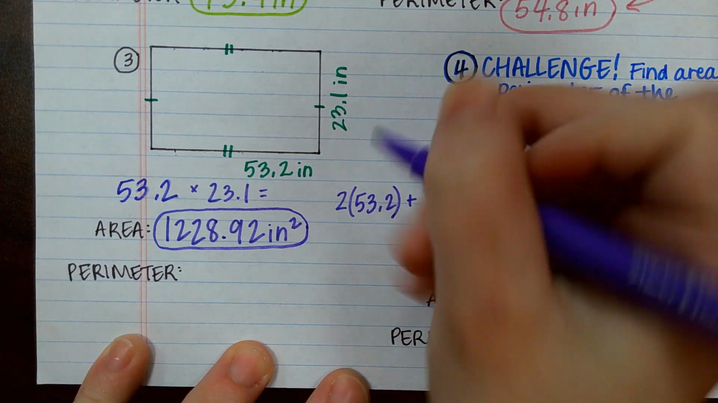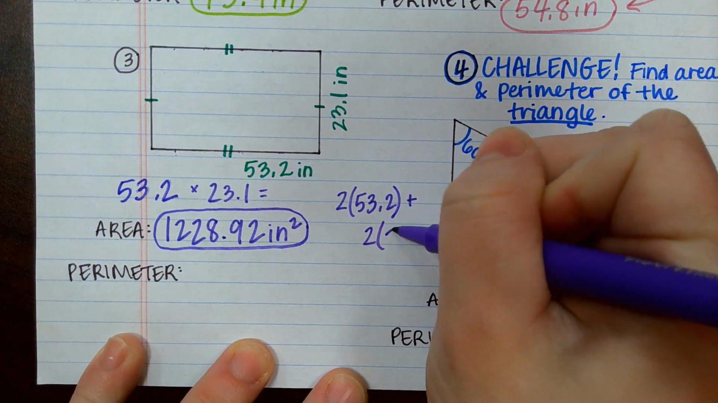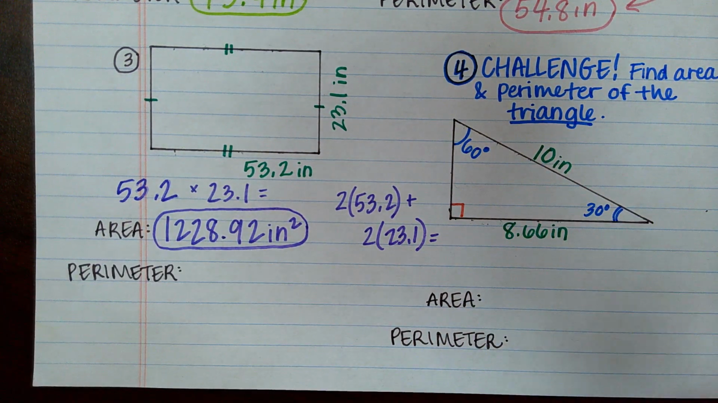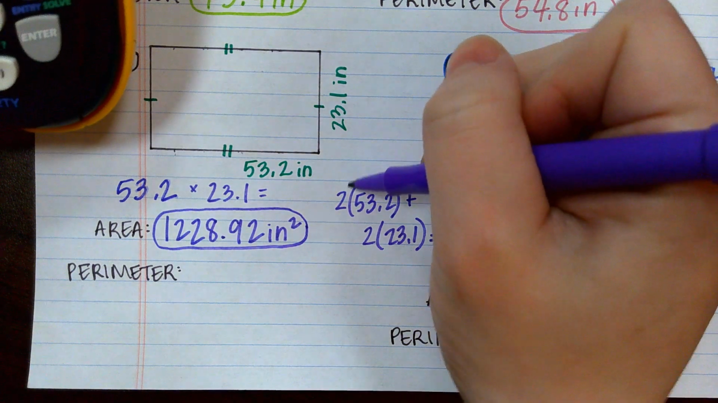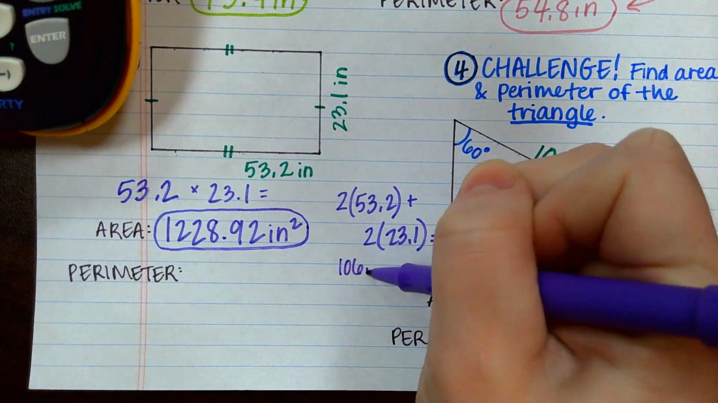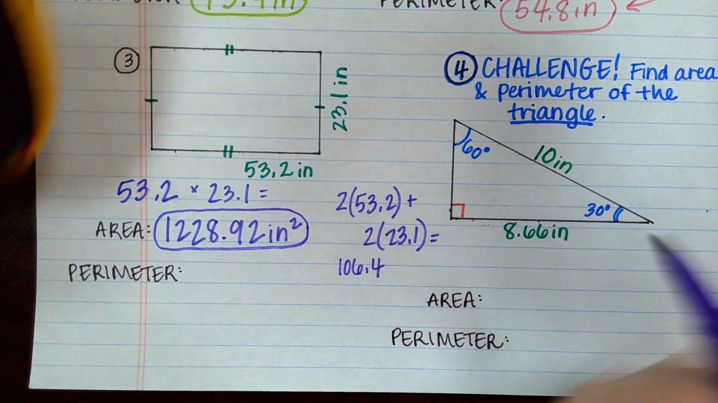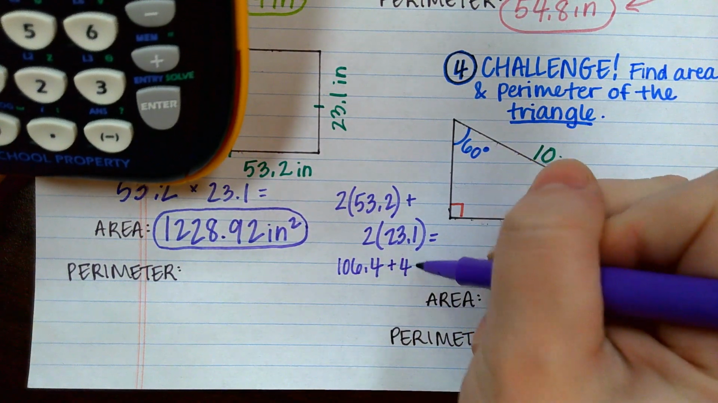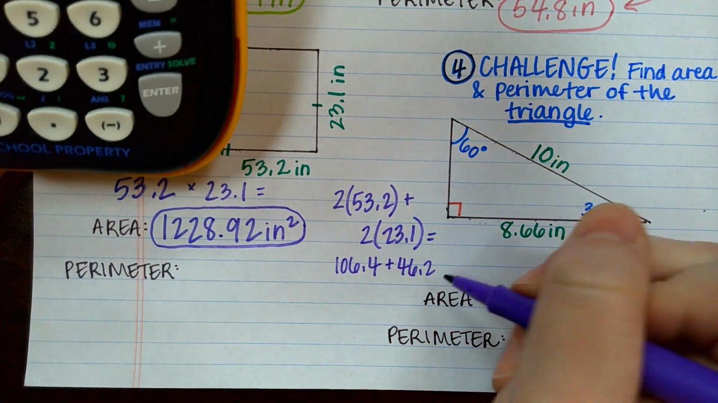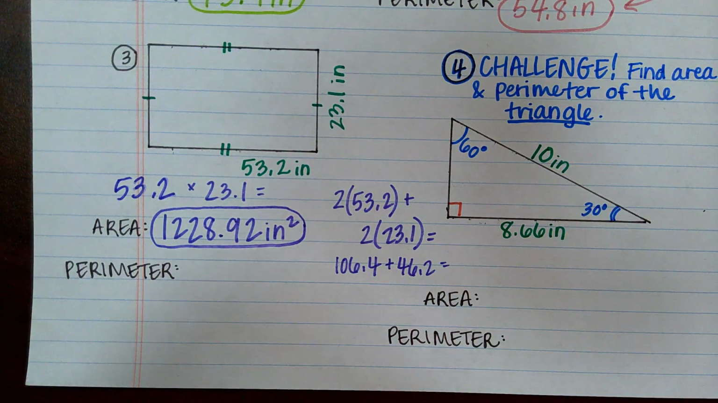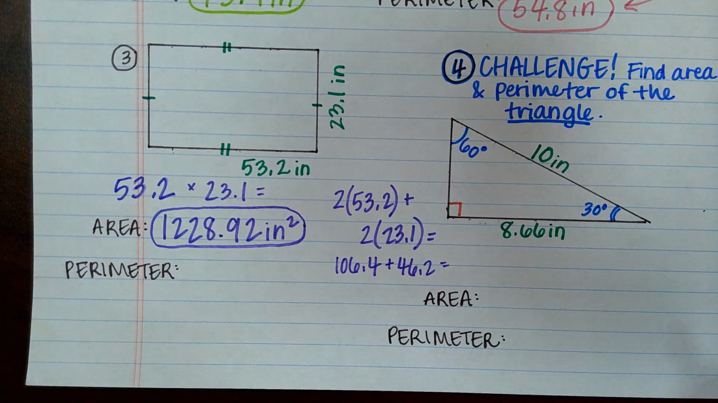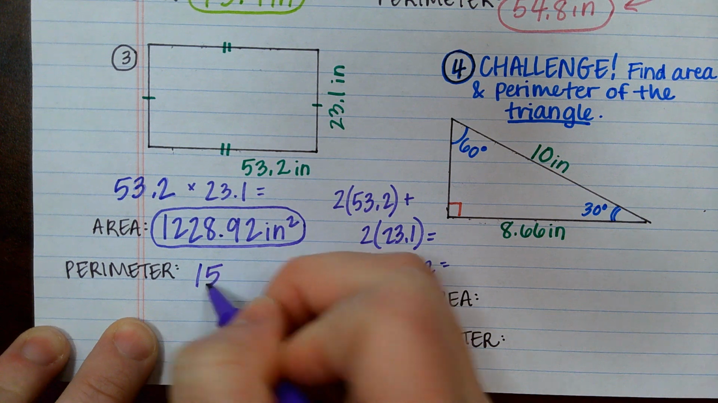2 times 53.2 plus 2 times 23.1. And let's see what that gives us. 2 times 53.2 is 106.4. 2 times 23.1 is 46.2. Are these the numbers you got to start with? Mm-hmm. Okay, and then you just add them together. So 106.4 plus 46.2 is 152.6 inches. Perfect.